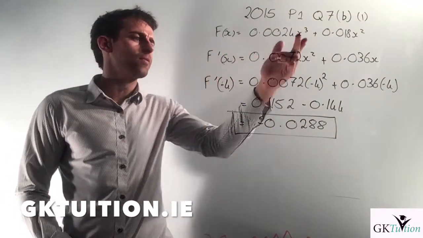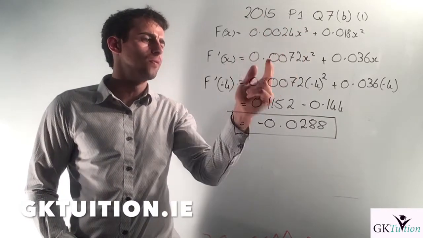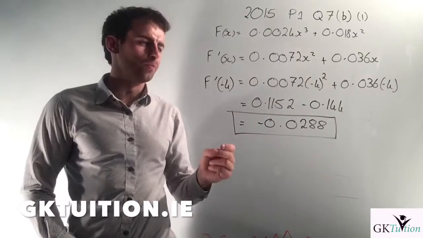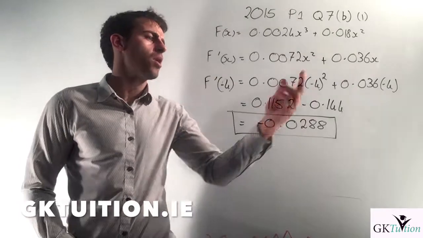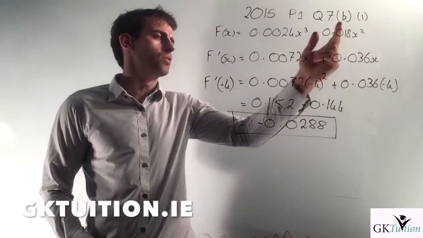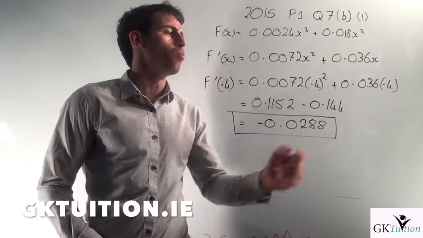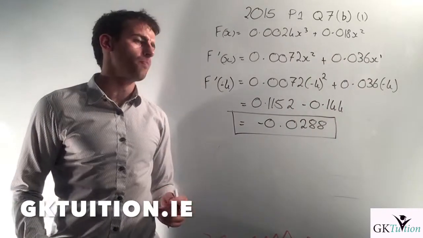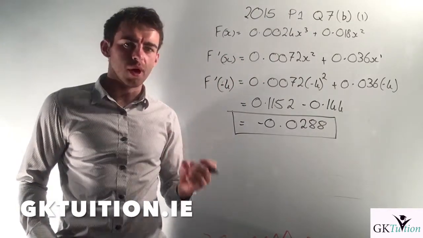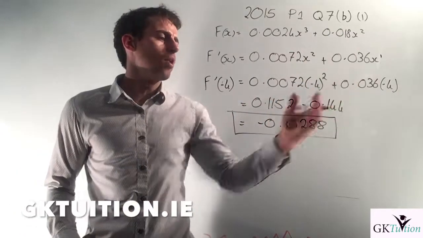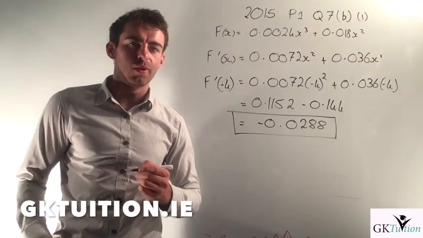To find the derivative, for the first term I bring the power in front, so 3 by 0.0024 gives me 0.0072. Then I decrease the power of x by 1, so it becomes x squared. For this one, I bring the power in front, so 2 by 0.018 is 0.036, and I decrease the power of x by 1, so it just becomes x to the power of 1. That's my first derivative. I was asked to get the first derivative when x equals minus 4, so I sub in minus 4 instead of my x. I work it out, and my final answer is minus 0.0288.